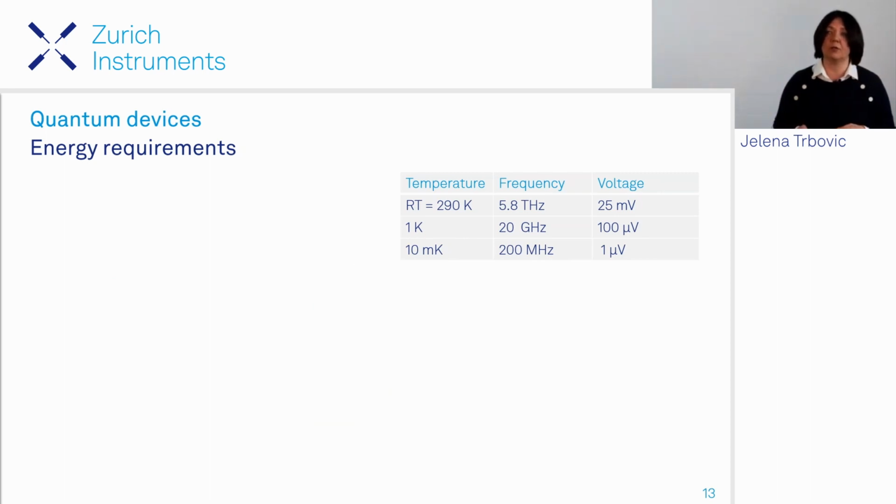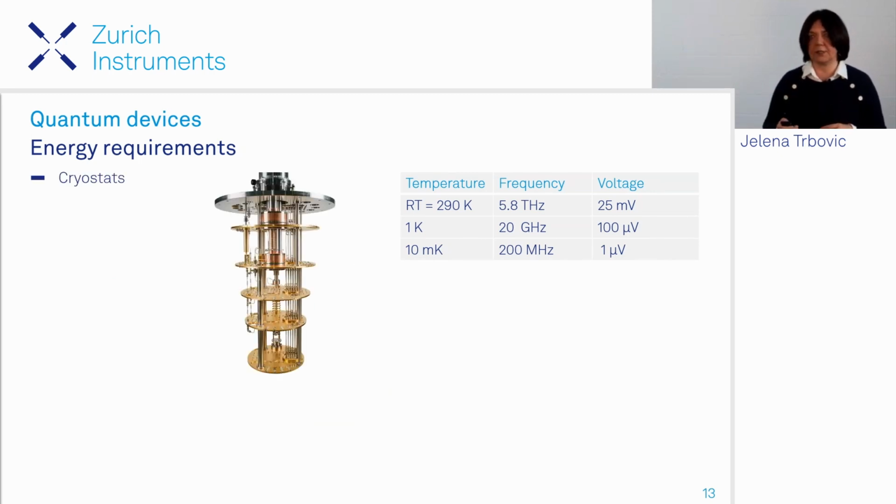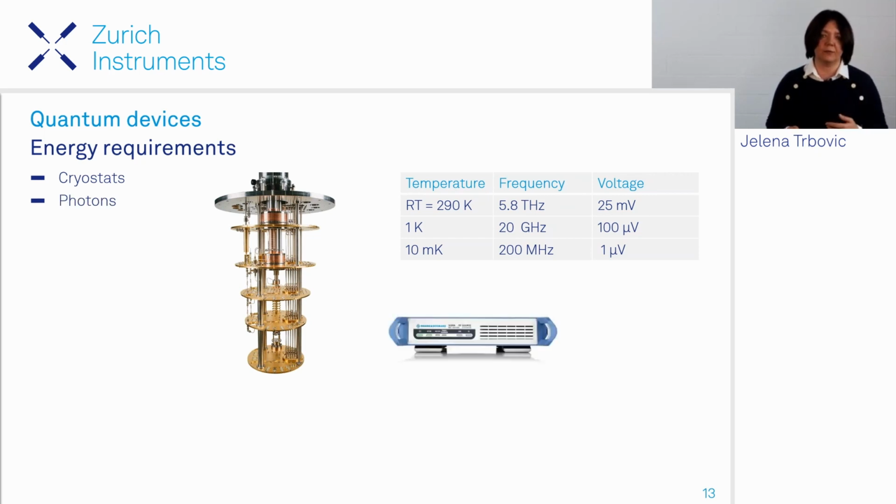So on the table here on the side, you can see how temperature converts into the photon energy or the voltage from a probing device. So you can see these levels. And of course, we know that in order to reach low temperatures, we need to cool down our samples in the cryostat. Then the photons can be either controlled via a microwave signal generator, or we need to shield the cryostat so these types of energies don't interfere with the experiment.